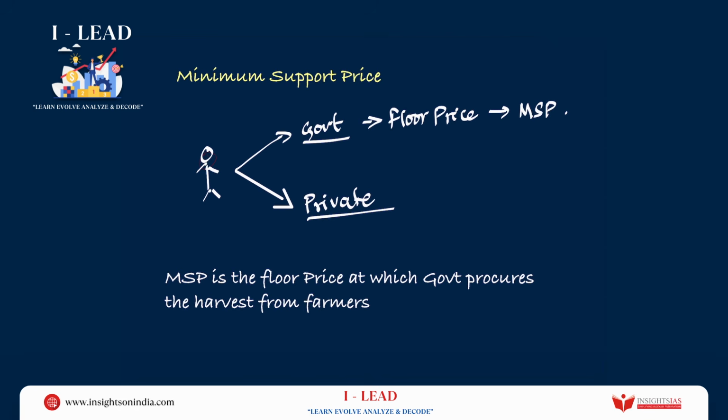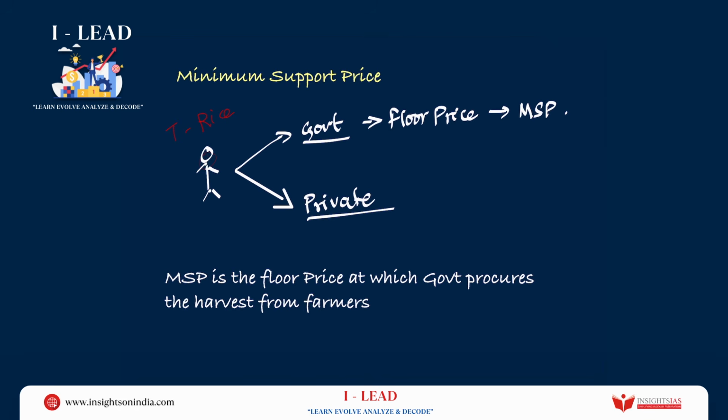Now, imagine a farmer. Let's say his name is Tejas. Tejas is growing food grains. Let's say he is growing rice. After growing rice and after harvesting, what are the options available to him? He has to obviously sell it. That is how he can monetize his harvest. But who is going to procure it? He has two options.